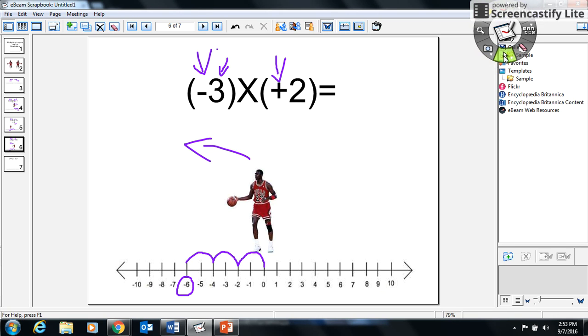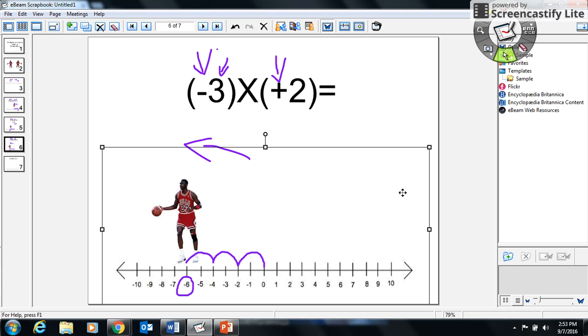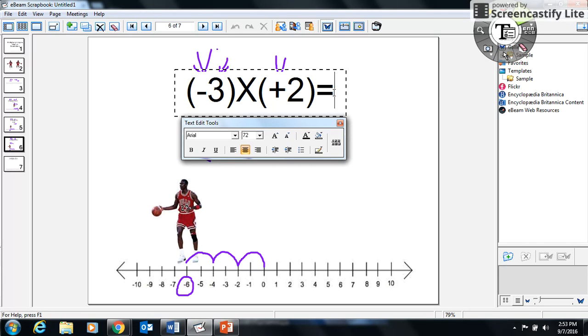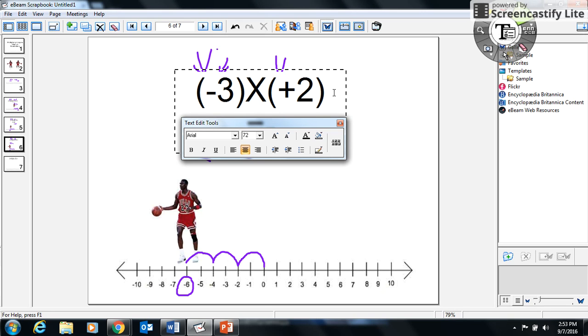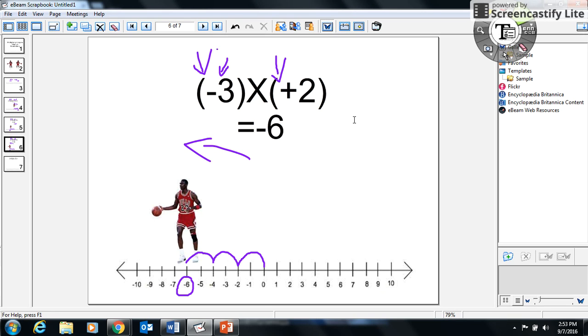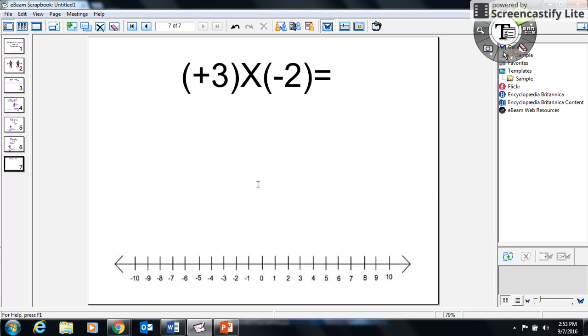Let's move him here. So first dribble, it's going to attack. Boom, boom, boom. And there is your answer. He ends up at negative 6. So let's go right here. So your answer for negative 3 times positive 2 is negative 6. One last example, folks, and we'll be done here.